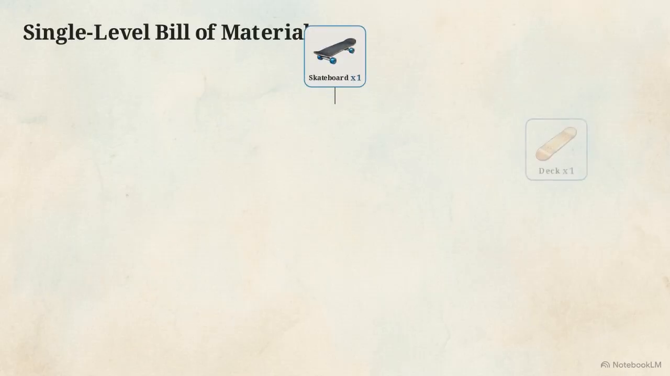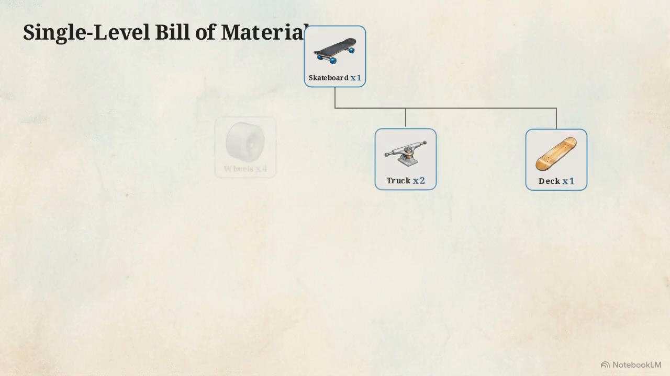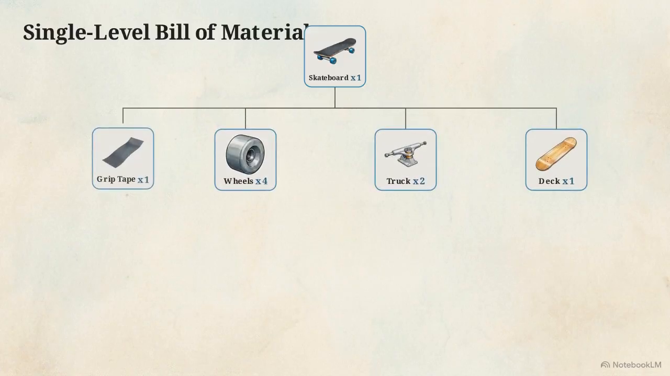It displays only the components that are directly attached to make the final board: one wooden deck, two metal trucks, 4 wheels, and 1 sheet of grip tape. But a single-level view only tells part of the story. If we look at this metal truck, it arrives as a finished part, but it is actually an assembly made of even smaller pieces. This is where a multi-level bill of materials comes in.